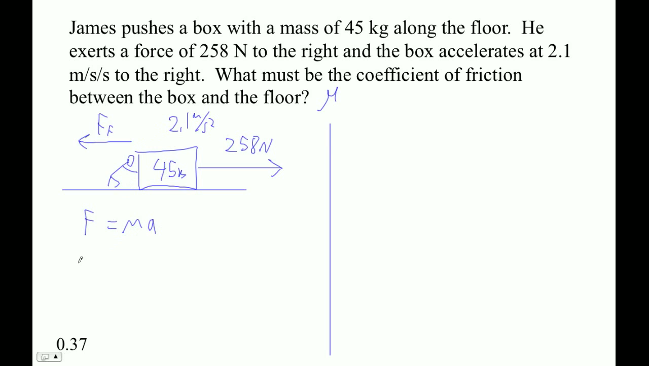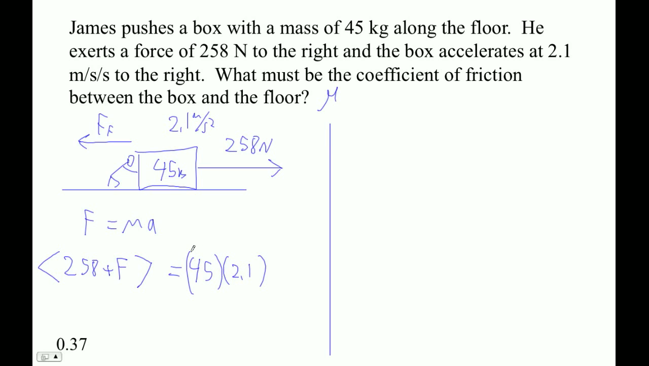Okay, so let's see. The sum of the forces are 258 minus, or I'm going to say plus F. We'll let the F become negative if it wants. And that equals 45 times 2.1.